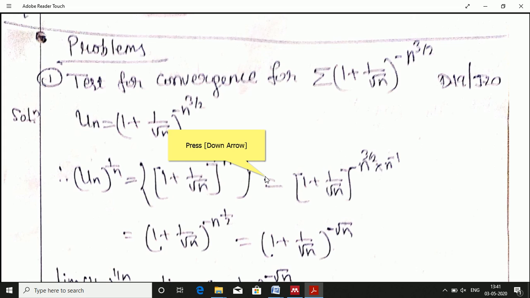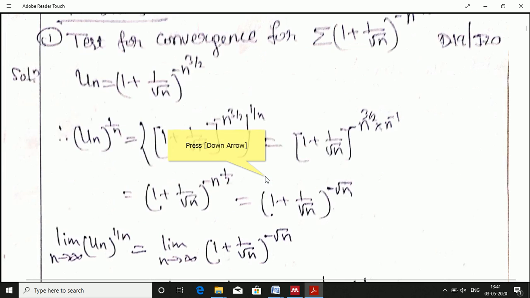That's equal to (1 + 1/√n) to the power of minus n. Bases are the same, so we can add the powers. 3/2 minus 1 is 1/2. That's equal to (1 + 1/√n) to the power of minus n^(1/2), and n to the power of 1/2 is nothing but square root of n.